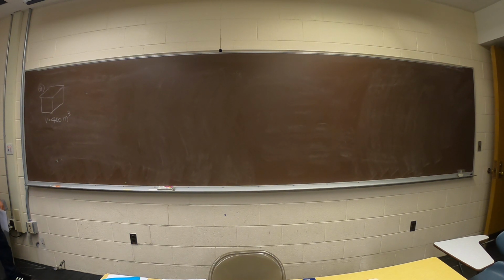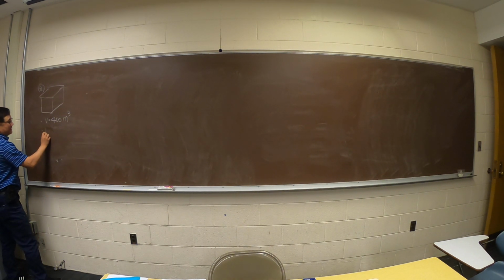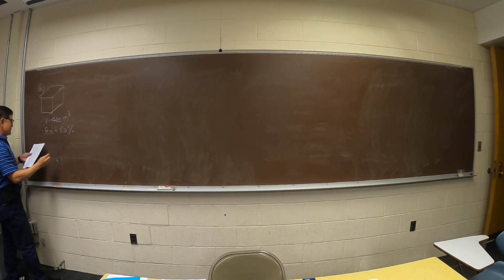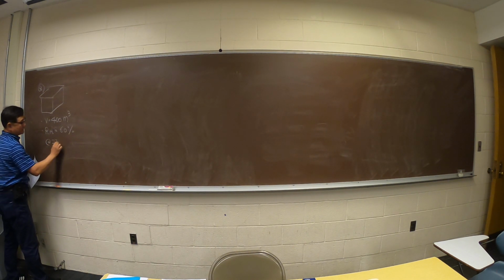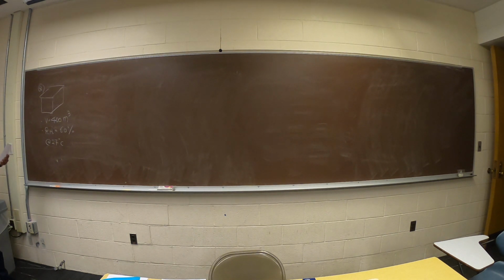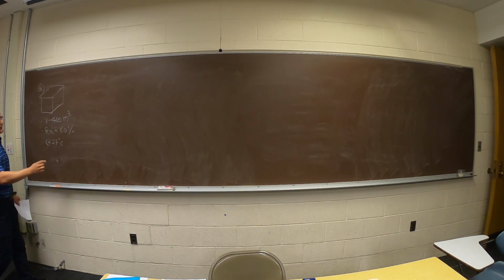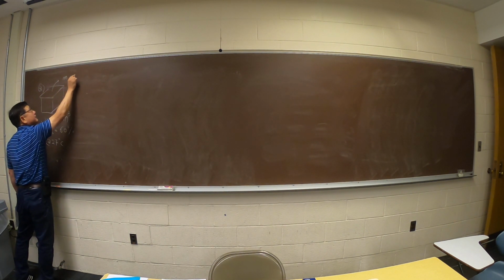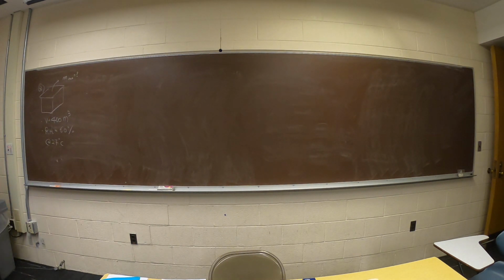So they are asking, if this is the size of this room, and the relative humidity in here is 60%, and the temperature here is 27 degrees C, then how much mass of H2O is in this room? I think this is about the size of this classroom, so how many grams or kilograms of water are we talking about? This is what we have to calculate.